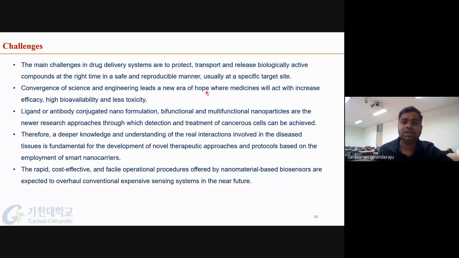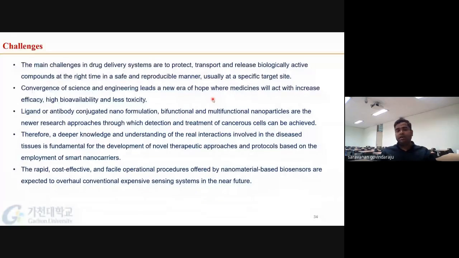Convergence of science and engineering leads to a new era of hope where medicines will act with increased efficacy, high bioavailability and less toxicity. As I told before, the material we use for drug delivery should be biocompatible. If it is toxic, it will affect the normal cells as well as the cancer cells affected by the nanoparticle. At the same time, our normal human cells will also be affected. So the ligands or antibodies are conjugated to the nano formulation, which we are currently researching here.